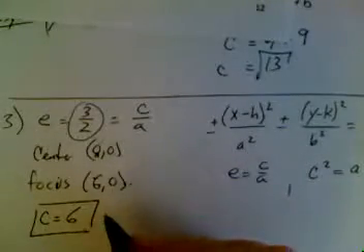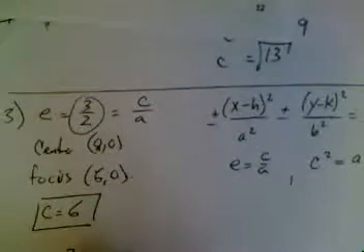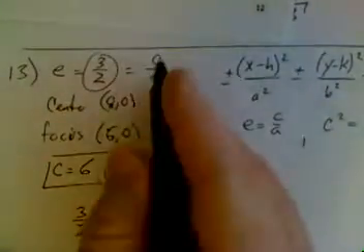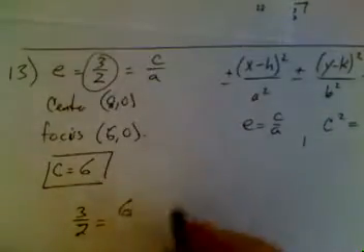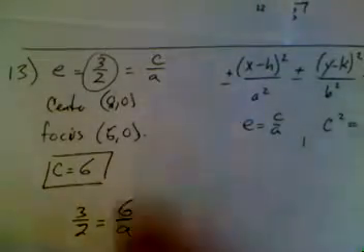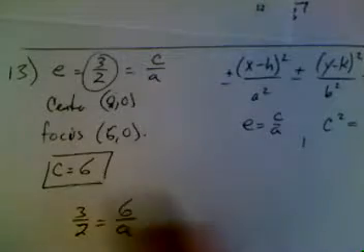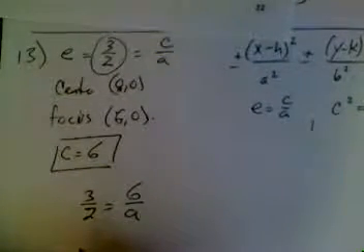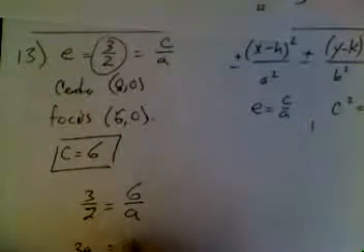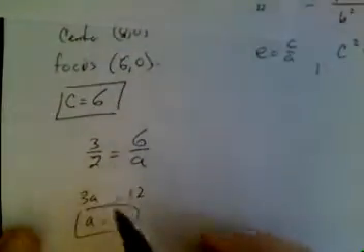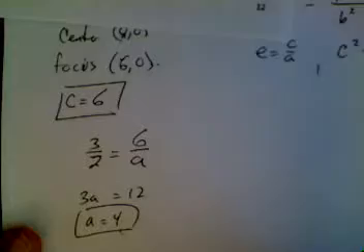If c is 6, that means I have 3 over 2. My eccentricity is equal to a c value of 6 over a. That'll be able to find my a value. If you want to do cross multiplying or whatever you want to do to solve for a, it's going to be 3a is equal to 12, and then a is equal to 4. I now have my a value.